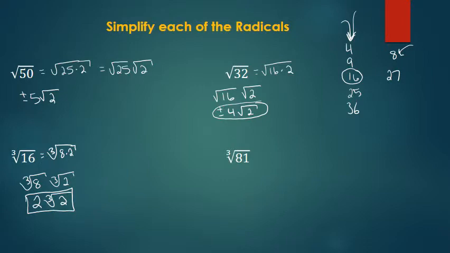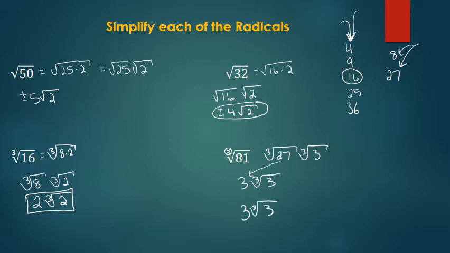Okay, and one more. Again, we've got a cube root. So is there a number in our list of cubes that goes evenly into 81? Well, 27 goes in evenly, so I can rewrite it as the cube root of 27 times the cube root of 3. Now the cube root of 27 is 3, because 3 times 3 times 3 is 27. So that's what this becomes, and then what's left is the cube root of 3. So I'll rewrite that, and it's 3 cube root of 3 as your final answer.